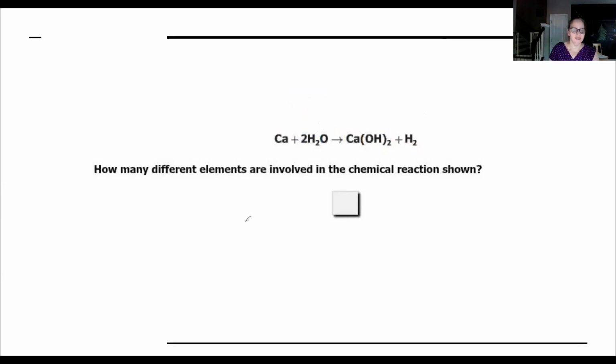What is something that doesn't follow conservation of mass? We have 3 moles on the left and 2 moles on the right. Moles are not mass, because everybody has a different mass on the periodic table.